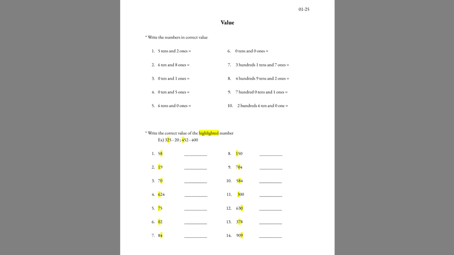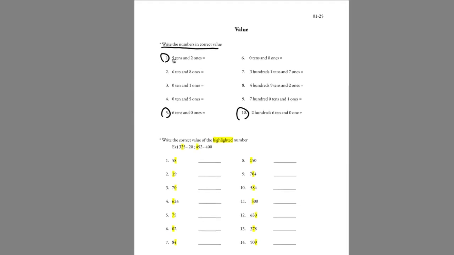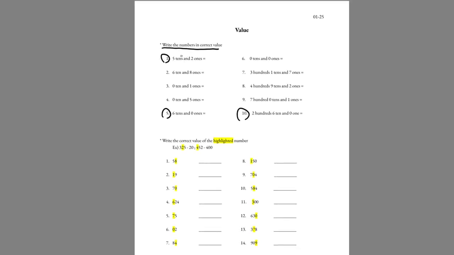Now for the second page, we have the topic on value, and it's asking us to write the numbers in correct value for this part, and to write the correct value of the highlighted number for this part. So let's try out 1, 5, and 10. First, what we have here is 5 tens and 2 ones. 5 tens is just 50, plus 2 ones, which is just 2, which gives us 52 when you add those two up. 6 tens and 0 ones. 6 tens is just 60, plus 0 ones, which is just 0. And this gives us 60.